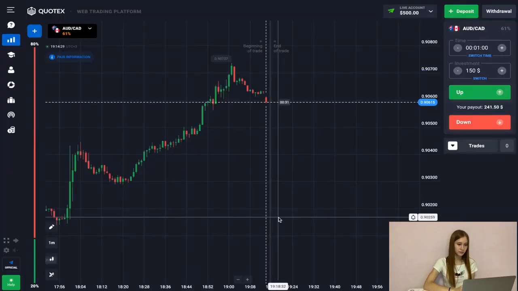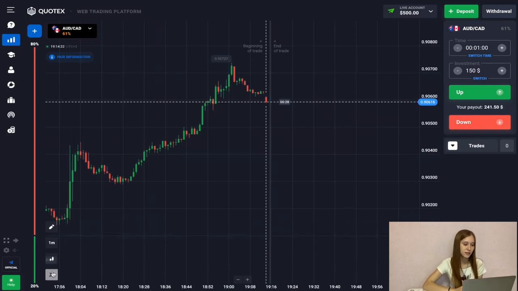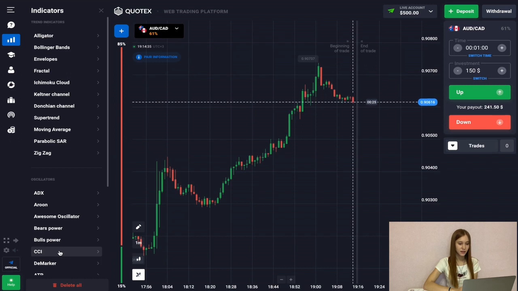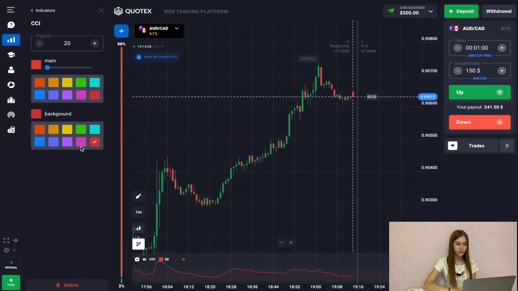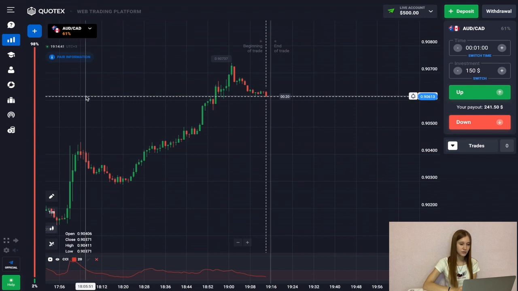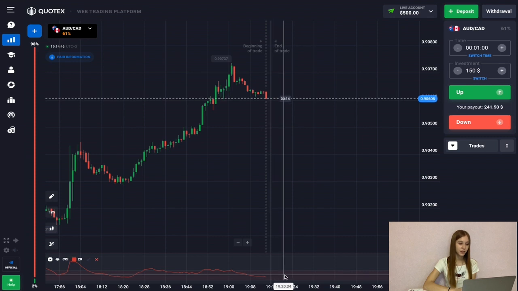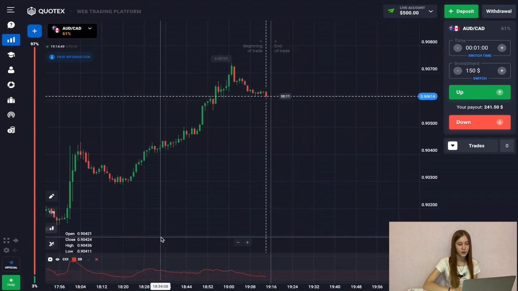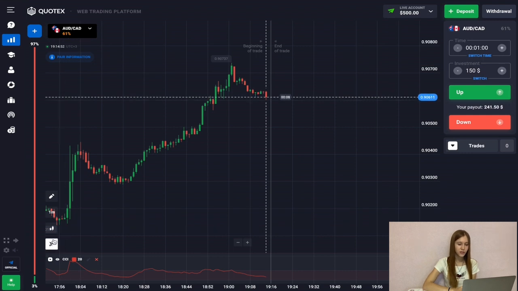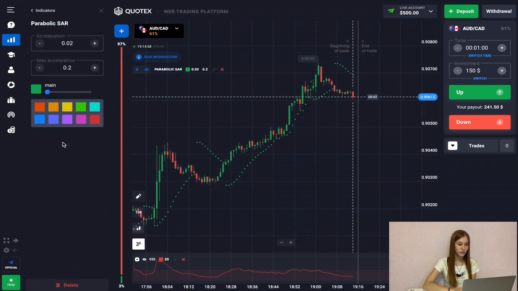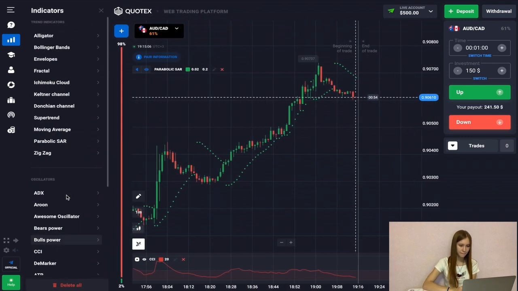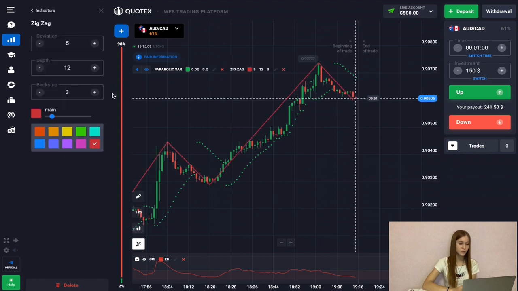Consider the parabolic, CCI and zigzag indicators. We select the CCI indicator. It's an auxiliary indicator and indicates an overbought or oversold state in the market, where there is a zero value as well as an average of up to 100 and minus 100, and exceeding or falling below the marks of 100 and minus 100 is the overbought or oversold state of the price.